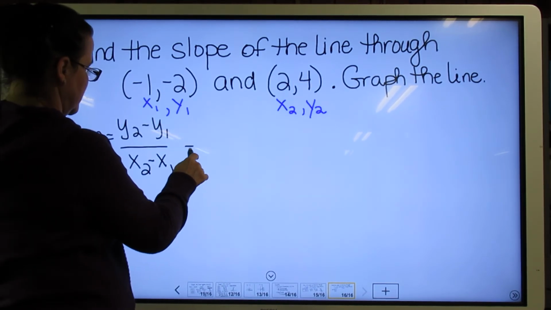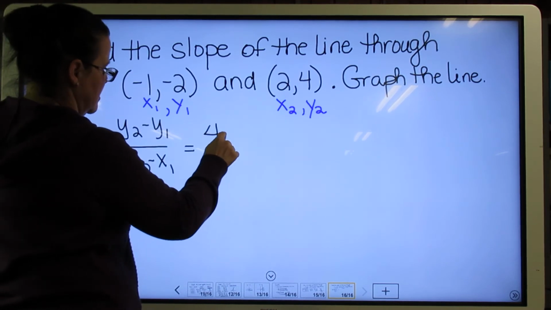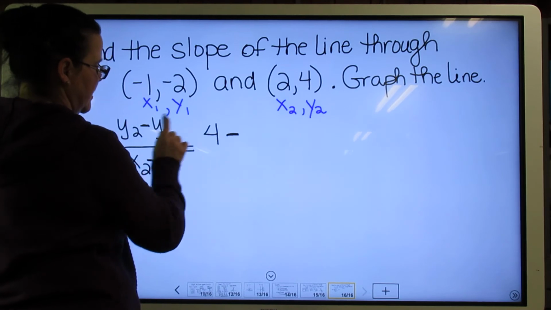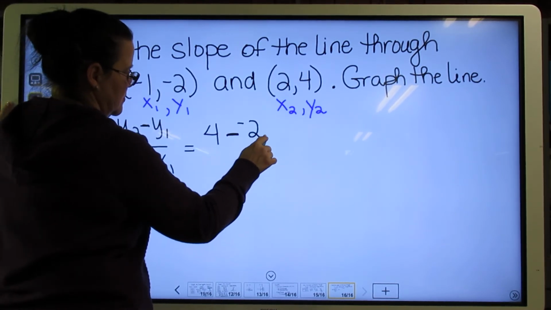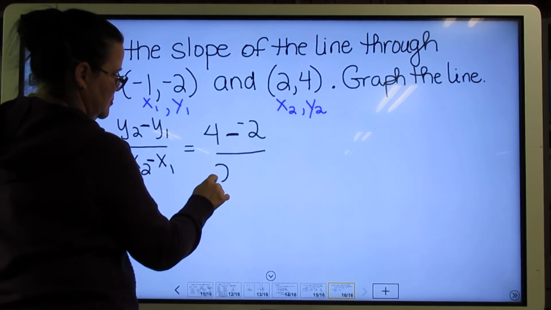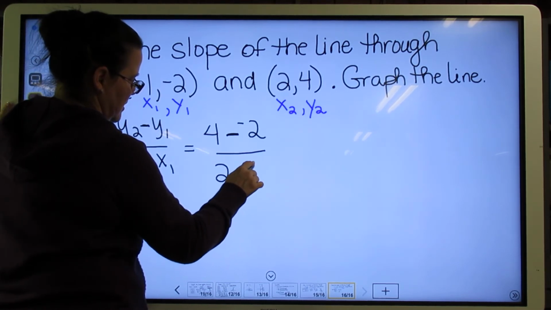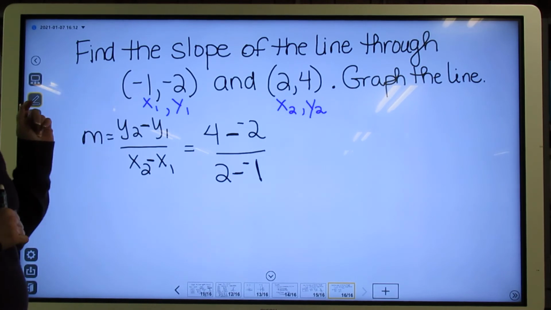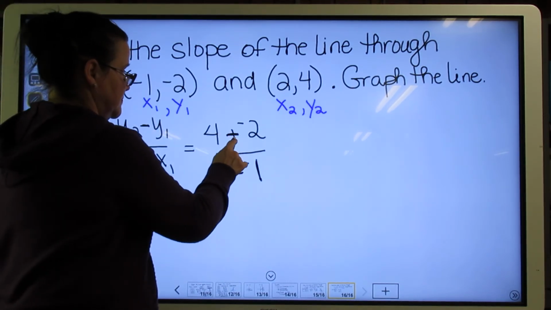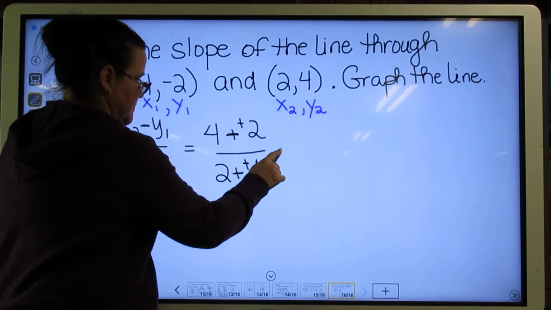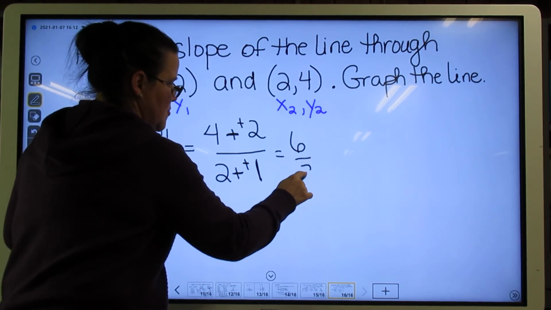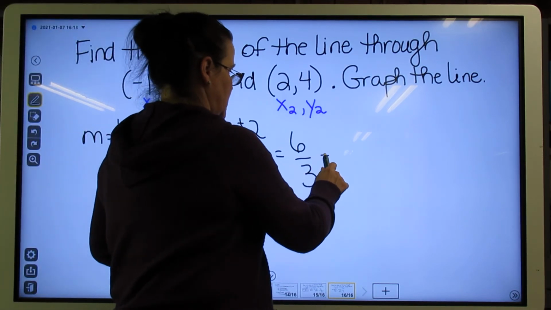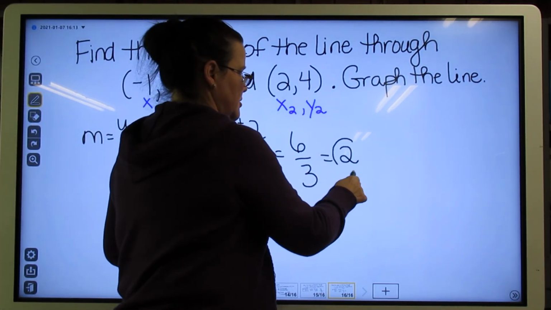And so then you would do y2 is 4 minus, always with the minus, it's mandatory, and then you have the -2. And then you're going to have 2 minus -1. And then the 2 negatives become a positive. And you would have 6 over 3. And then you notice that you can divide that, and it would be 2. So your slope is 2.